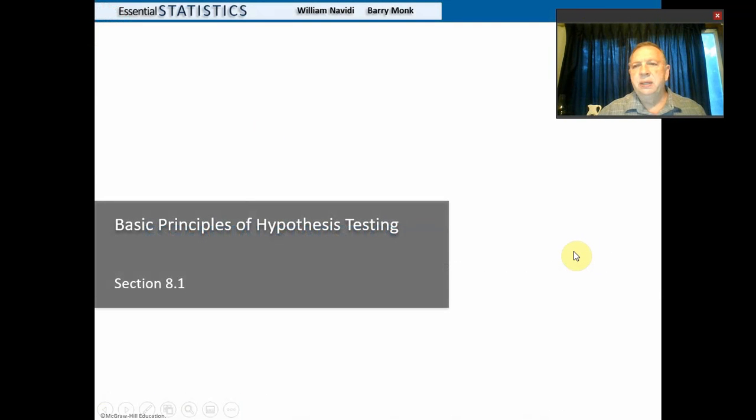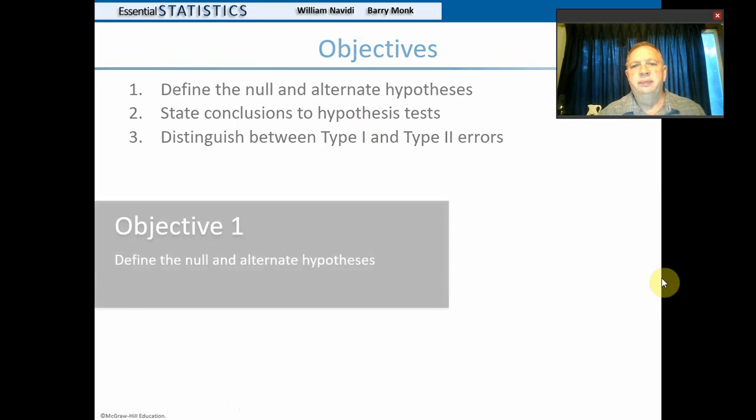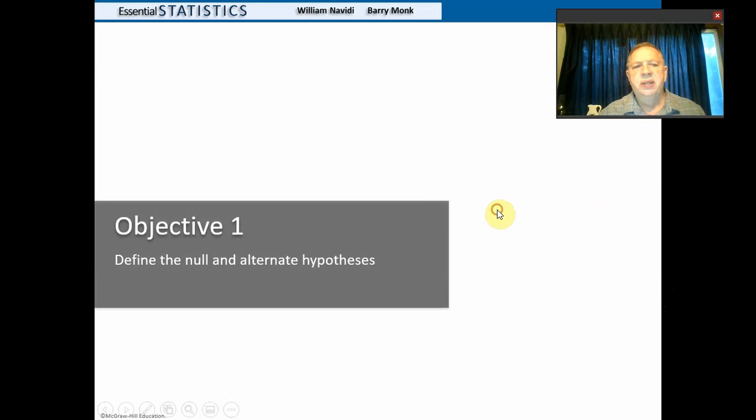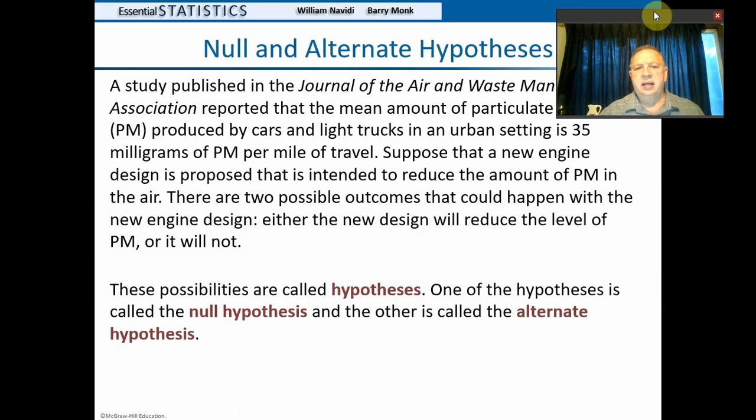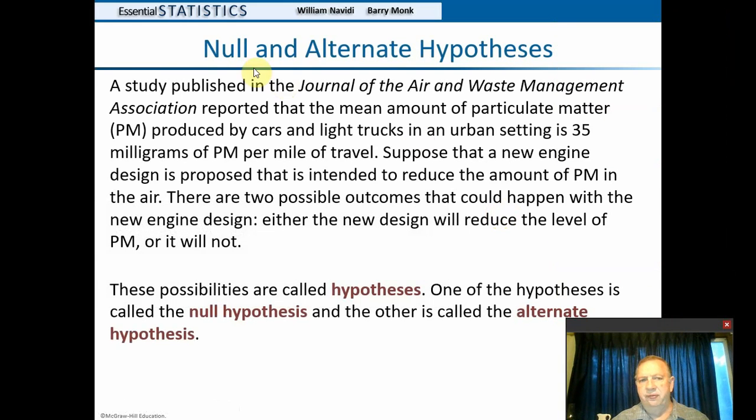So these are the basic principles of hypothesis testing that we're talking about. We're going to define the null and alternate hypotheses, state conclusions to a hypothesis test, and distinguish between type 1 and type 2 errors. This information will let us start looking at specific types of hypothesis tests based on what we need to look at. And so here's basically the structure.